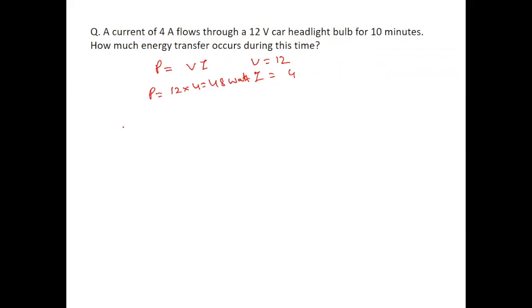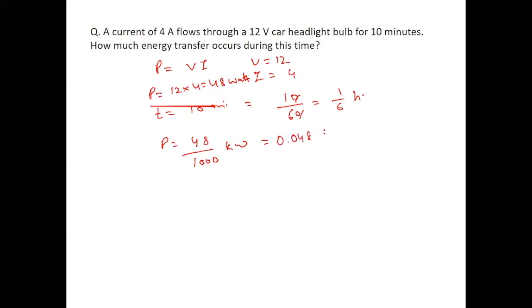Okay. And time is 10 minutes. If we convert into hours, 10 by 60, 1 by 6 hour. And power is converted, 48 by 1000 kilowatt. So it's 0.048 kilowatt. Energy is P into T, 0.048 into 1 by 6.